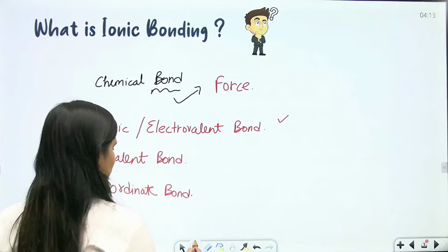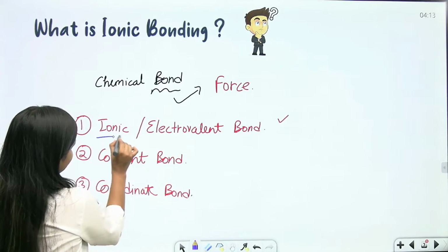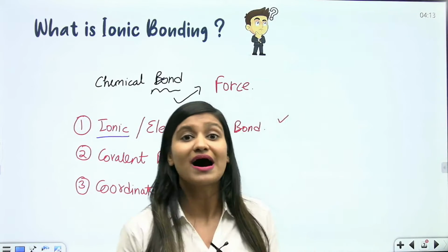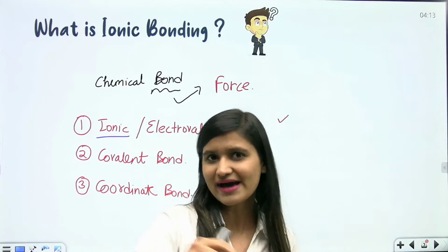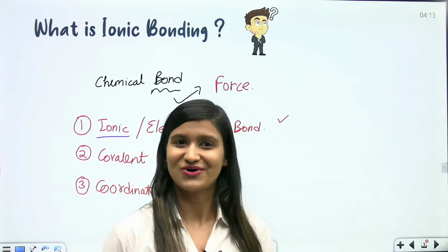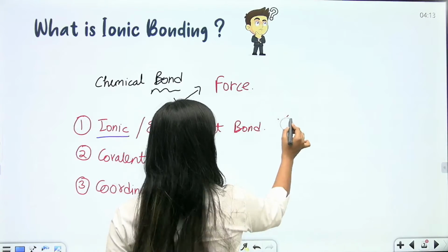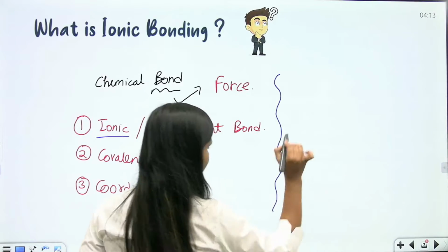So as the name suggests, ionic. What does it mean? That it will be made up of ions. As simple as that, it will be made up of ions. So let's get started. Alright, let's go into the depth of this session. So we will discuss it here.